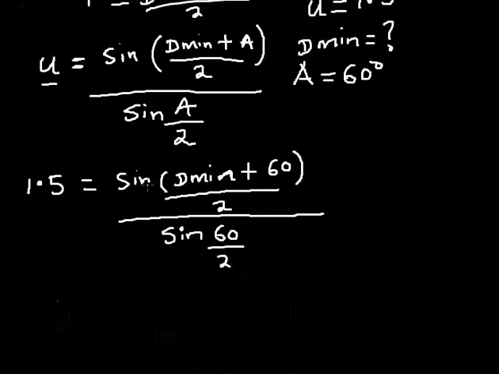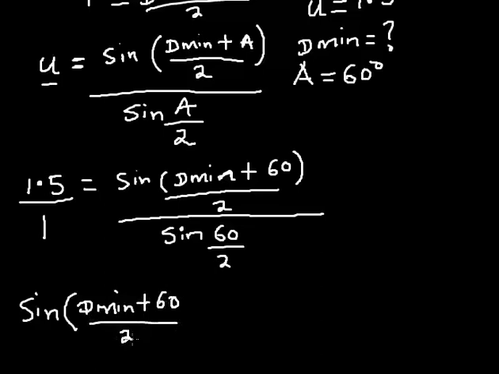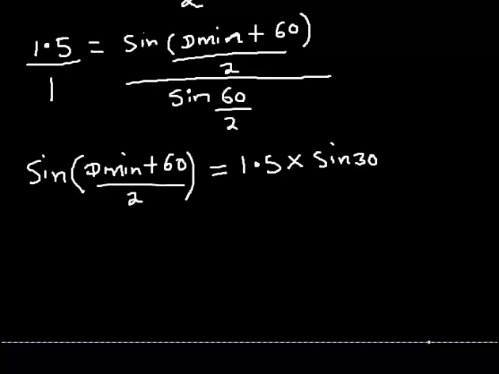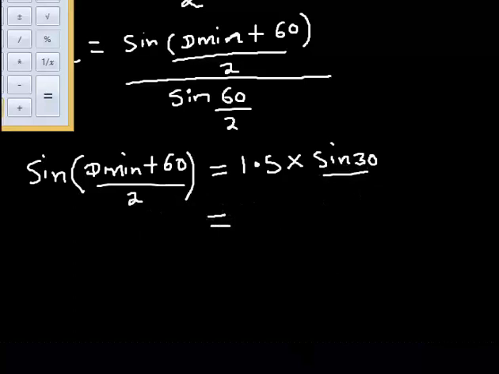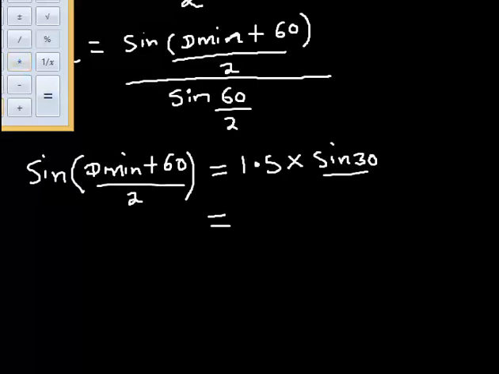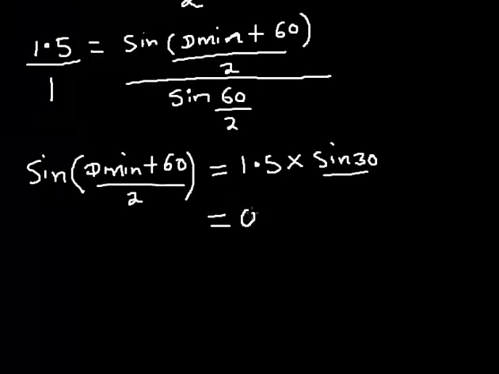So if I cross multiply, but it is all over 1, I will have sin of the minimal deviation plus 60 divided by 2, times 1. Of course, it's still the same. Then cross multiply, I'm going to have 1.5 times sin 30. So let's work on this. You know very well that sin 30 is 0.5. 0.5 multiplied by 1.5, that's 0.75 actually.